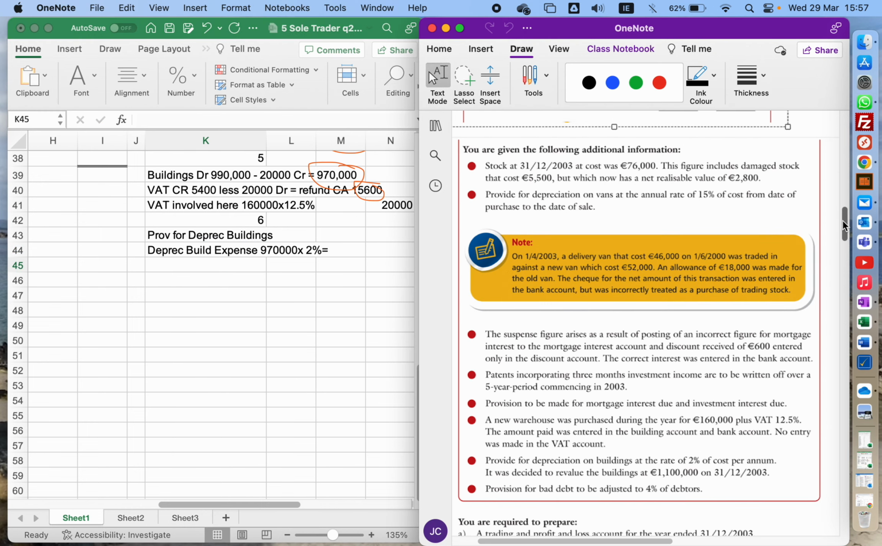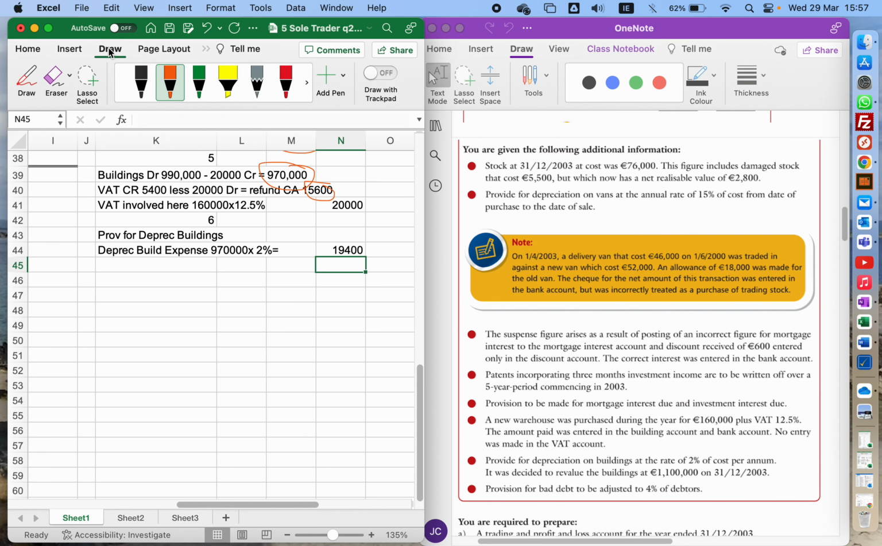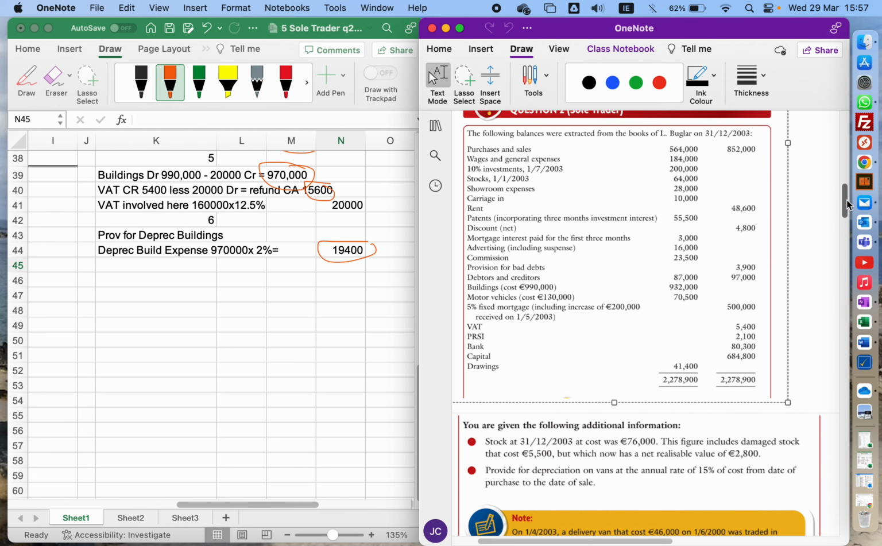Let's just double check. Yeah, 2% of cost. Okay. So that's going to go into my expenses. My provision for depreciation now, what I would do with that is I'll be putting that number, the provision for depreciation, I'll be adding 19.4 to it.